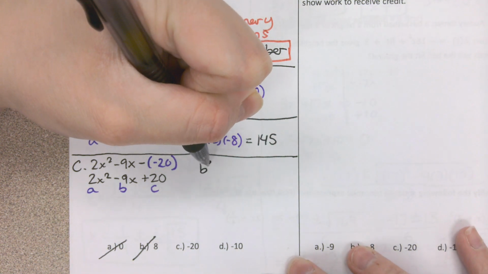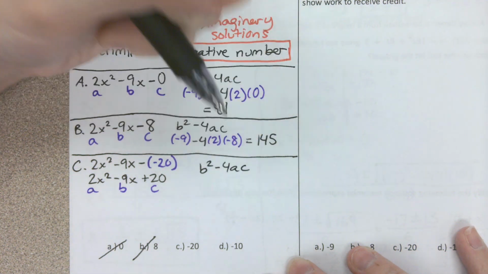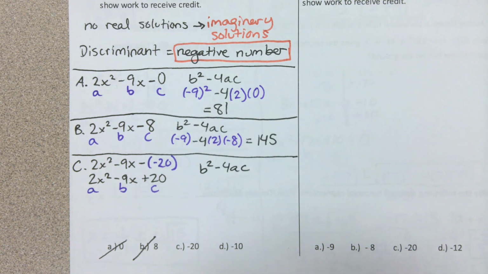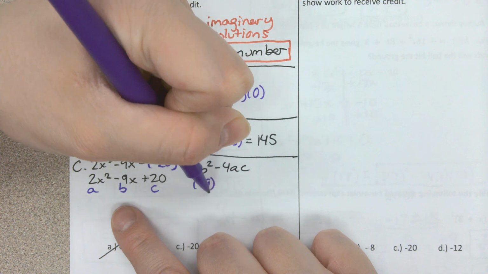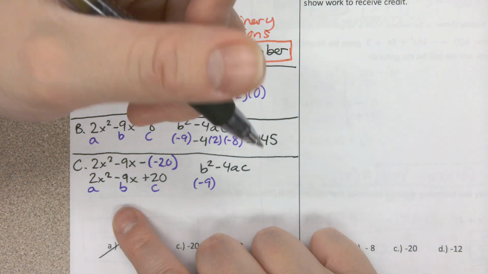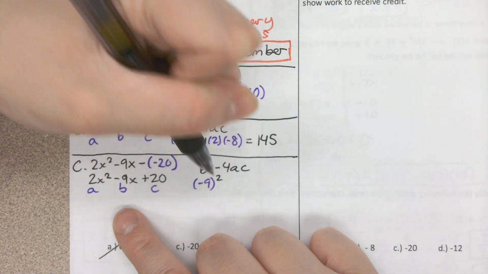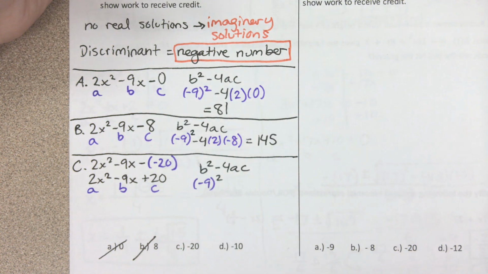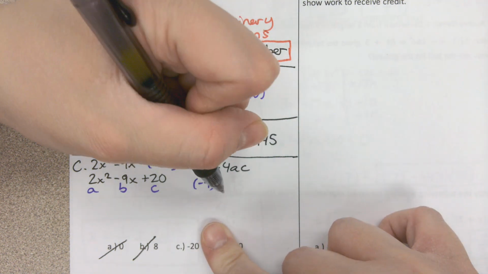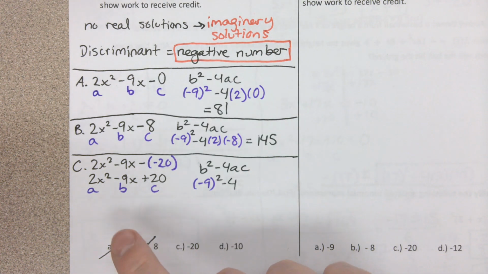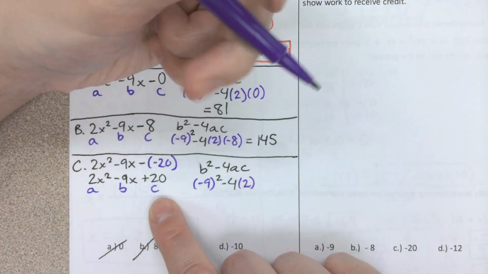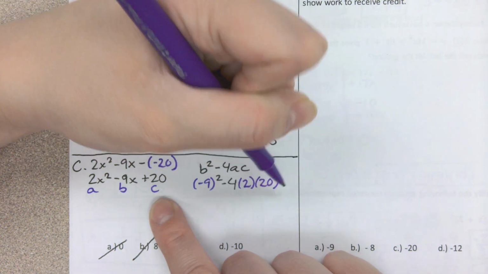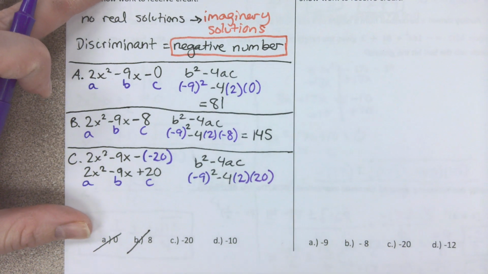Now we have b squared minus 4ac. b is negative 9 squared. Oh, and I just realized I didn't even write squared when I did it above. Whoops. Negative 9 squared minus 4 times a, which is 2, times c, which is 20. So let's give that one a shot.